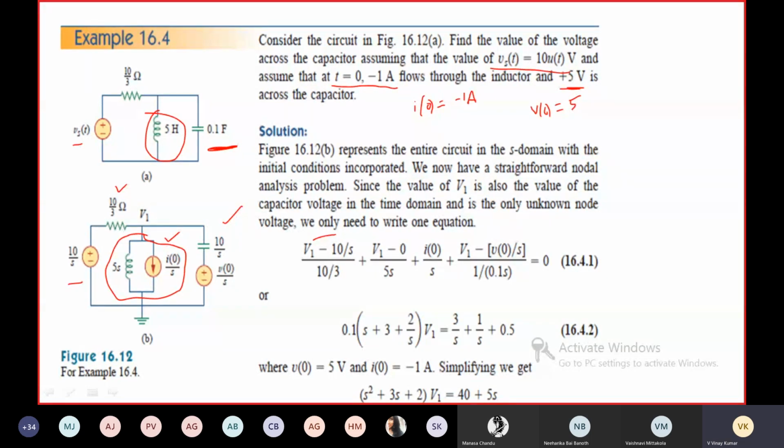As it is having an initial value, this is in S domain, you can get rid of this element. You can have the circuit model in S domain like this. We have already discussed this, right? How did we get this? So you apply KCL at this node.